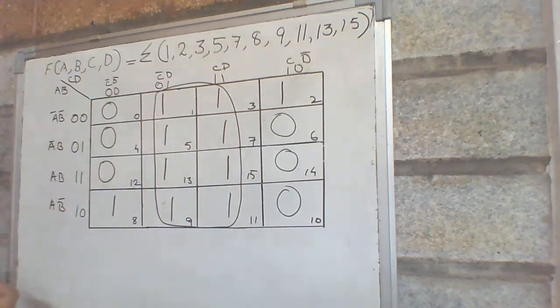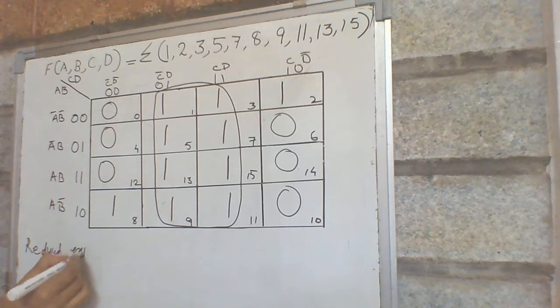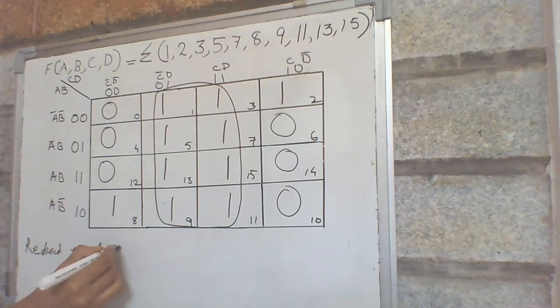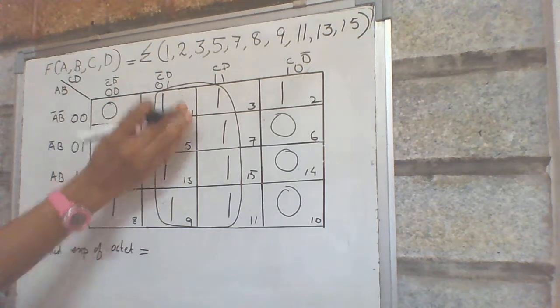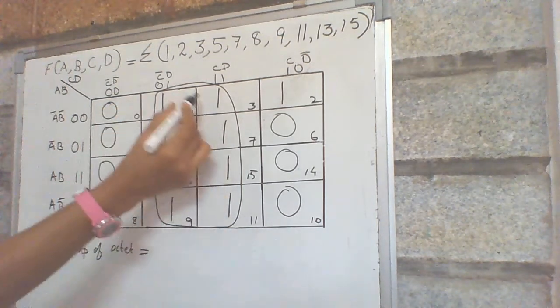Like this, you have to circle that octet. Then, what is the reduced expression of that octet? By the octet reduction rule, we have seen that we can remove how many variables? 3 variables. Then, how can you find out the reduced expression of this octet?